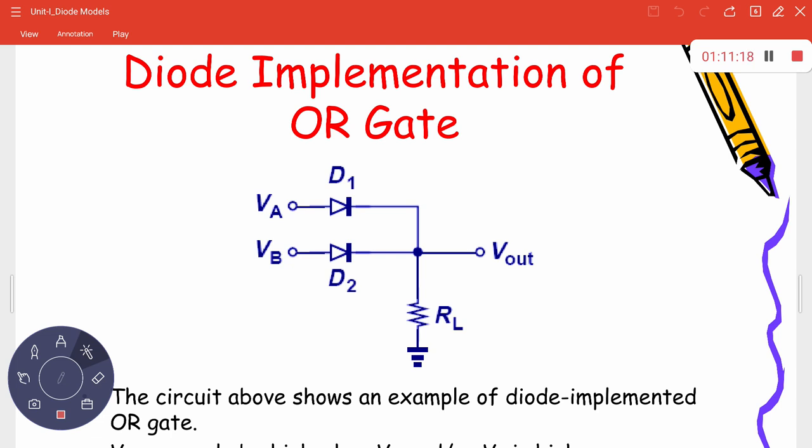Sir, can you explain it again, sir? Sir, ideal diode will be greater than 0 volt to be on. On ideal diode greater than 0. Which one? The entire thing.